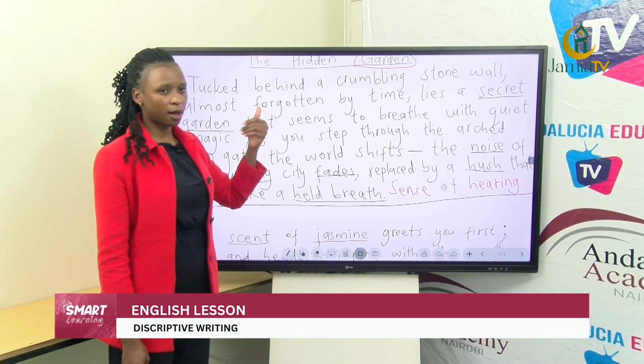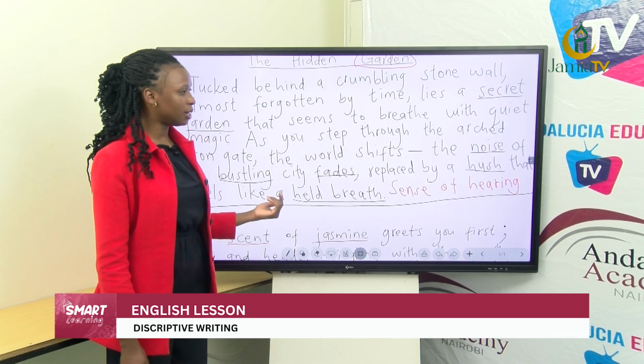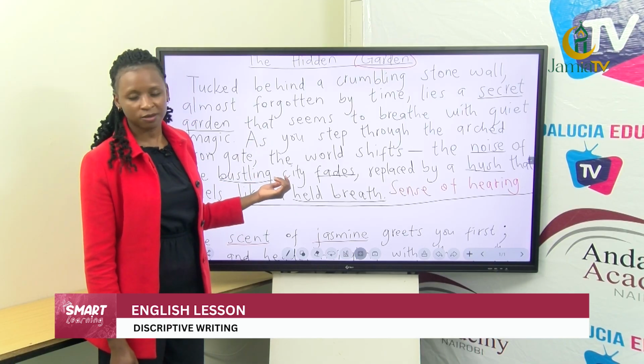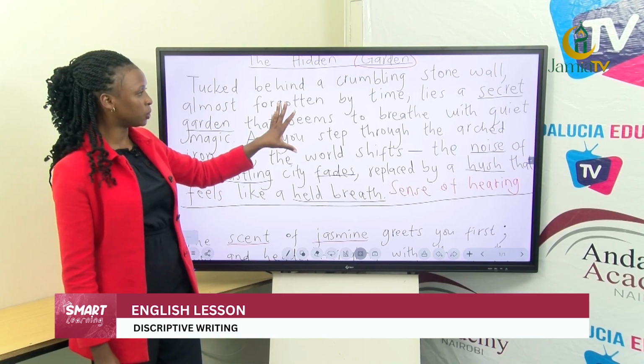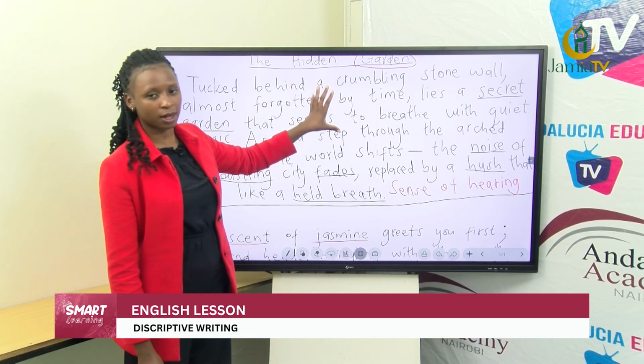Is it a backyard? Is it a kitchen garden? Is it a garden in a resort or something? Is it at home? And all that. So you have to also be specific and mention where this place or this garden is.